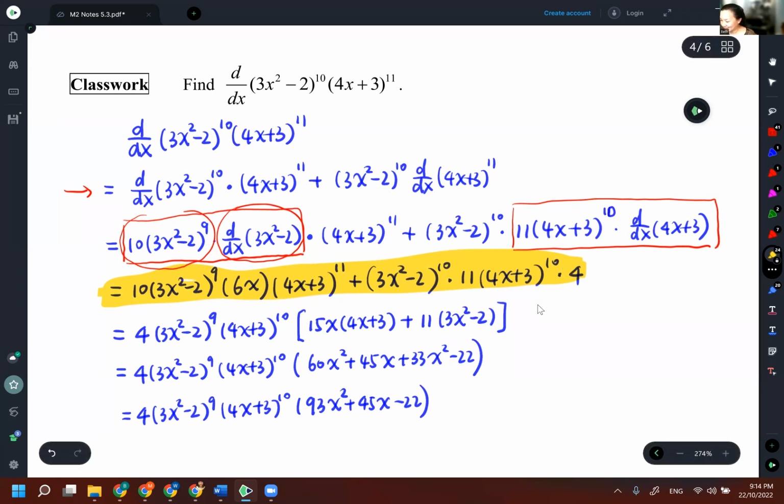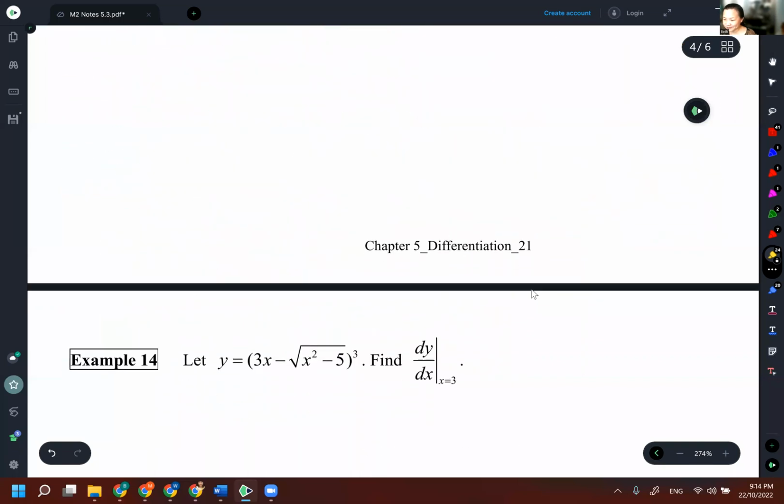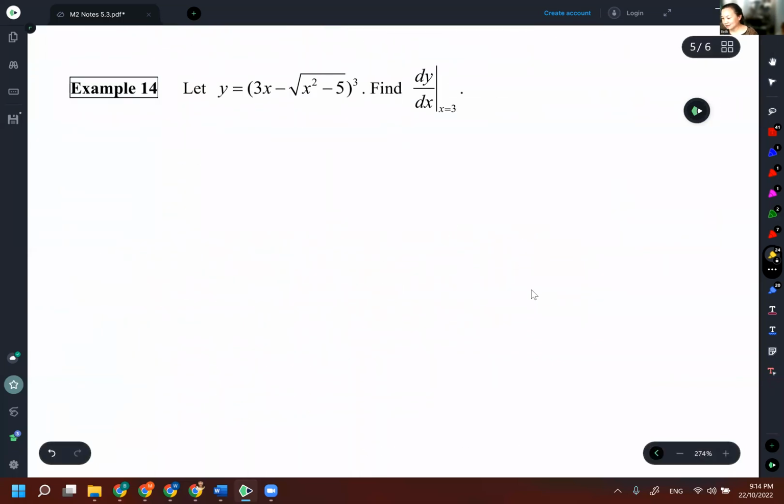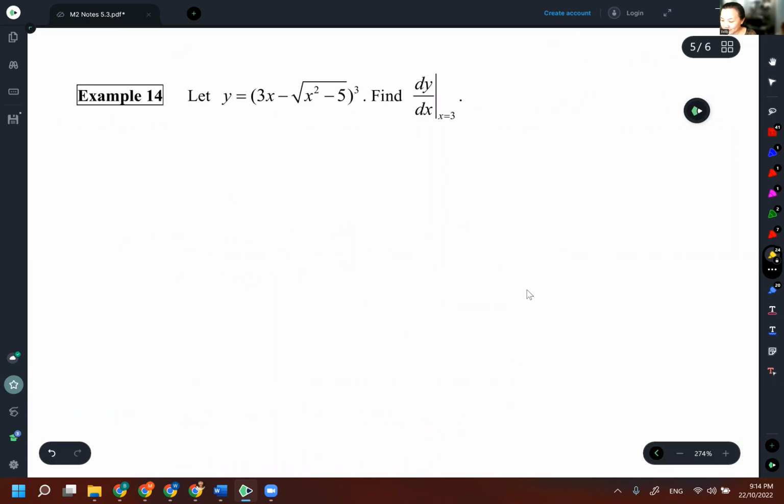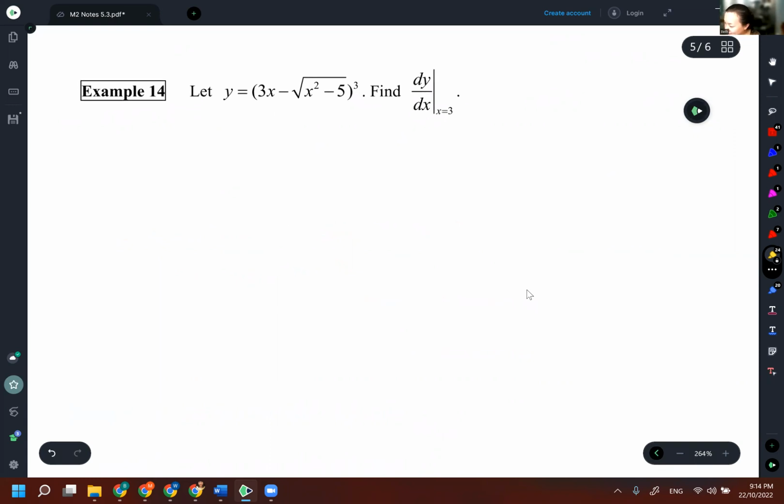Okay, next one, next page. This one is a composite inside another composite. Let me just show you why. I think this one is the hardest now in our textbook. But anyway, the exercise in our textbook goes far further than the example.